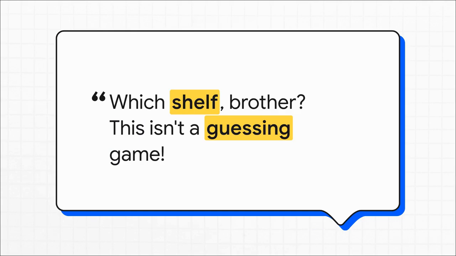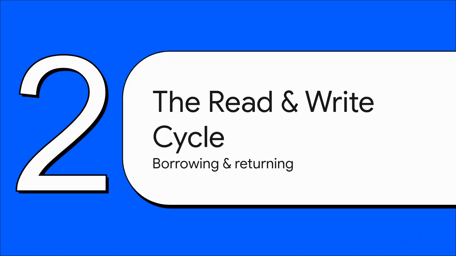And this just perfectly captures why that MAR is so incredibly important. Can you imagine if the CPU just asked for data without giving an address? The memory would basically be like, which shelf, brother? This isn't a guessing game. You absolutely need a precise location for any of this to work. Okay, so we've got our student, the library, and our two librarians all set.